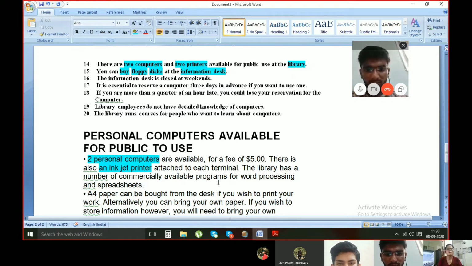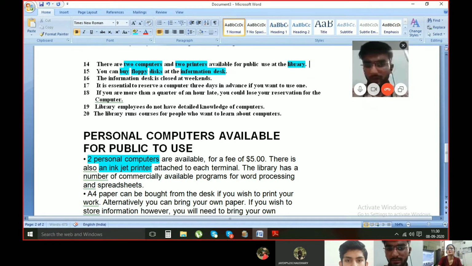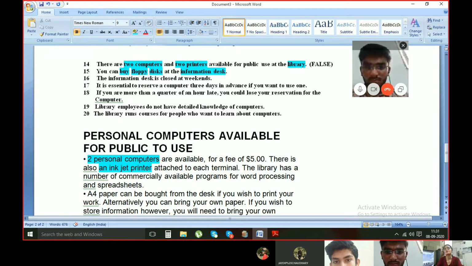Now Hitesh, can you tell me, the question is saying two computers and two printers you can use, and the passage is saying two computers and one printer. Now tell me, is it true, false or not given? Please tell me, Hitesh. False, ma'am. Okay, why is it false, beta? Can you tell me the reason, please? Because it is not about printers, there is only one printer, the inkjet one. The passage is saying only one printer. That's why the answer is false.